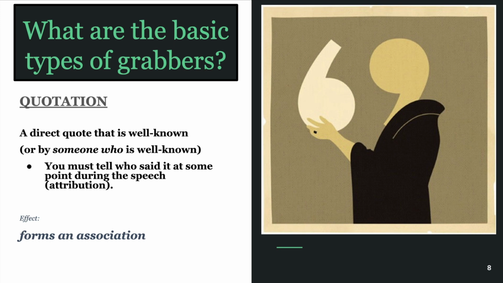And basically the effect of this type of grabber is that it forms an association between the quote, the speaker of the quote, and the content of your speech. The attribution piece in this case is extremely important.